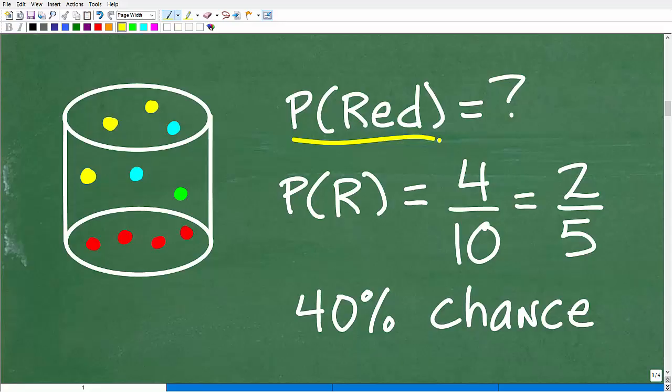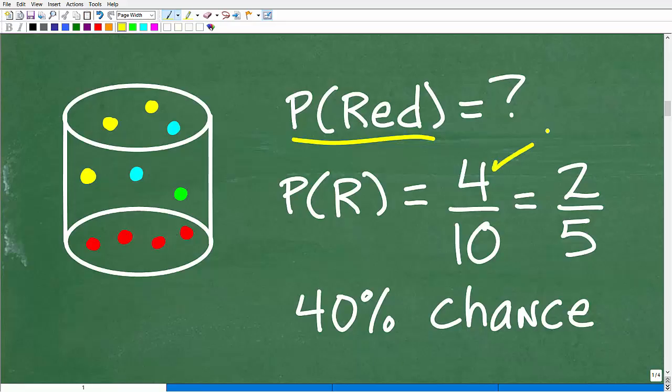Well, now we have to go ahead and count how many reds we have here. There's 1, 2, 3, 4. And we're talking about selecting one marble out of here that's red. So how many ways could you select a red marble? Well, we have 4 different ways that event could occur.